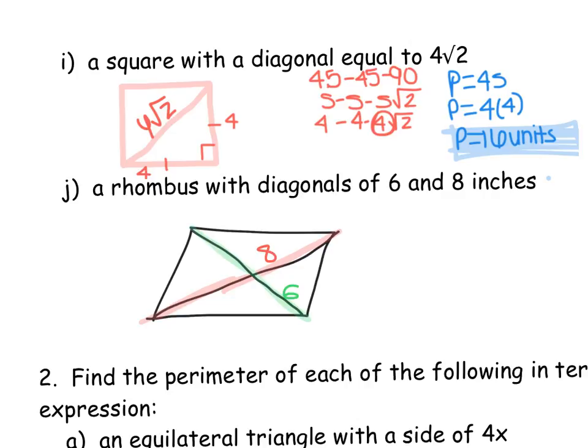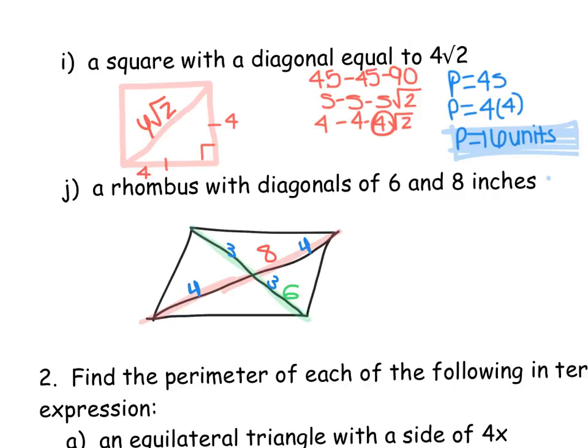So you guys are going to finish this one for homework. I just wanted to get you started. Think about the fact that we know, since this is a parallelogram, that the diagonals bisect each other. That means that they hit at the midpoint. So if the whole thing is 6, that means this part is 3 and this part is 3. This would be 4 and this would be 4.